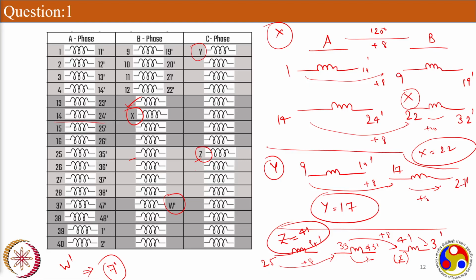Nothing more. I'm sure you are well equipped with the winding terminology and comfortable with the winding. I'm not completing all of them. Some message by Abhishek. You want me to explain pitch factor?